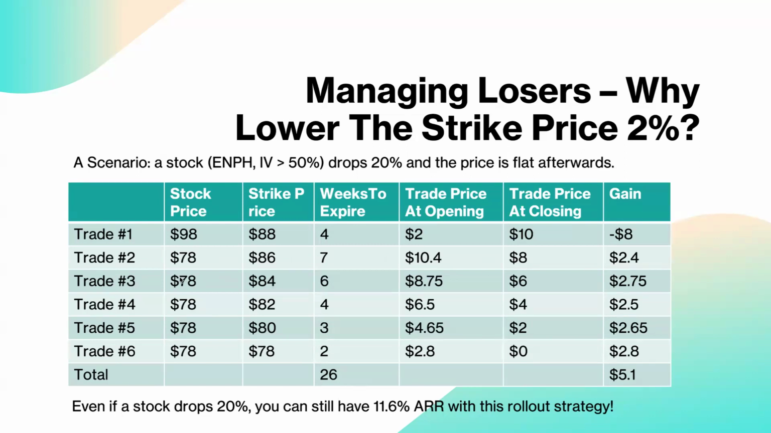And we go on to the later trade, we always lower the strike price $2. And the premium is at least 30 cents larger than before. And you notice the expiration date or week is shorter and shorter. By trade number 6, our strike price is already the same as the stock price, and we don't have a losing trade anymore. Altogether, this is 26 weeks, and the gain is $5.1. So you still have 11% of ARR with this rollout strategy.